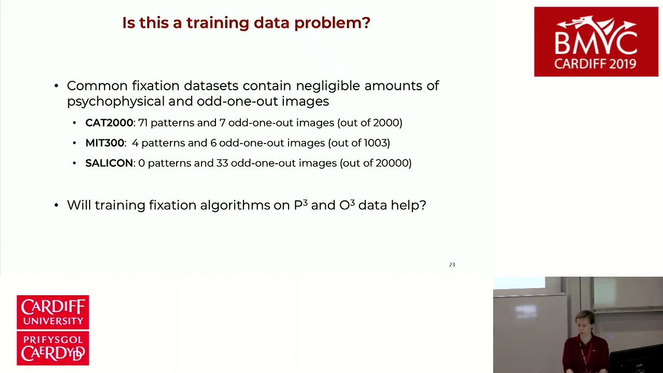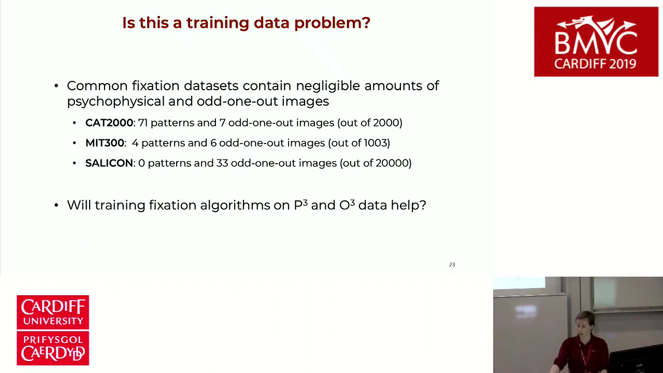First thing we looked at was whether common fixation datasets contain any amount of psychophysical and odd-one-out images. And we found that they actually don't. The CAT2000 dataset is the only one that has any portion of them, about 4%, and the rest of the datasets that are commonly used for training contain almost none of such types of data.